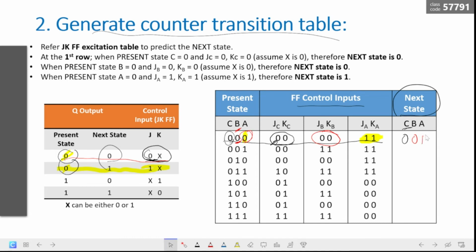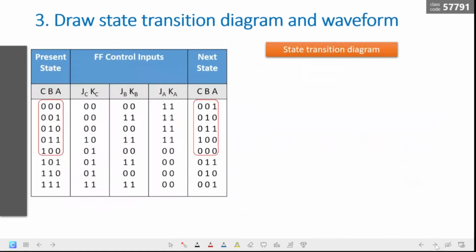Okay, so we continue to populate. We go row by row, and we can also go column by column. Let's say you do C first, then B, then A, and finish up this table so that you get this complete counter transition table. When you have finished that, the next step is to draw the state transition diagram and finally the waveform.